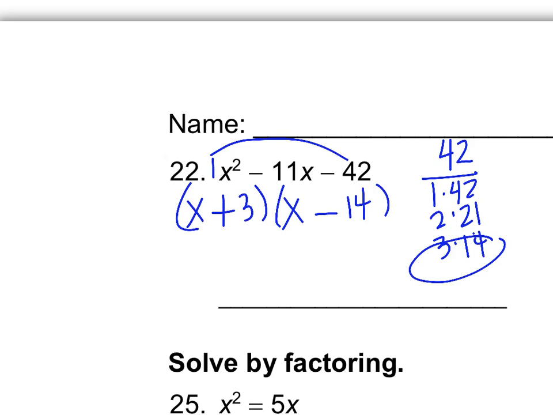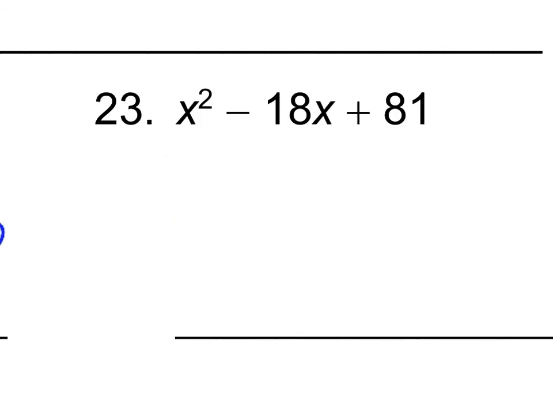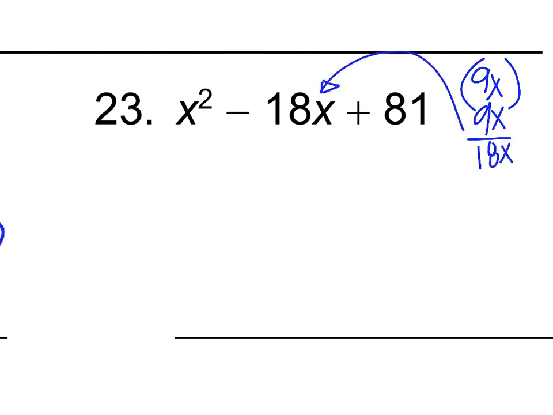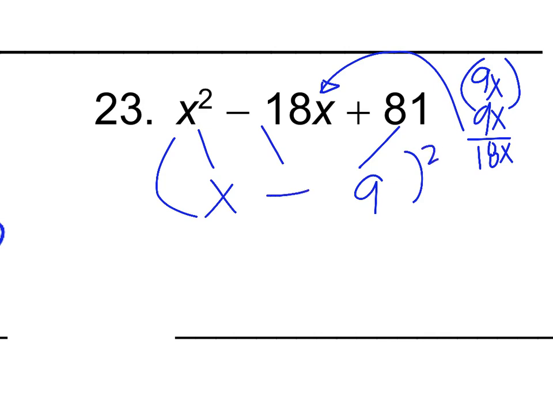And we're done factoring. On number 23, something that should stand out is that these are perfect, because that's an x and that's a 9. So 9x, if you multiply them together. If you double that, you get 18x. Is that the middle? Yes. So we're going to take the root from these two, which is x and 9, and the sign from the middle, which is a minus, and square it. The answer from this factoring is x minus 9 to the second power. This is a perfect square.